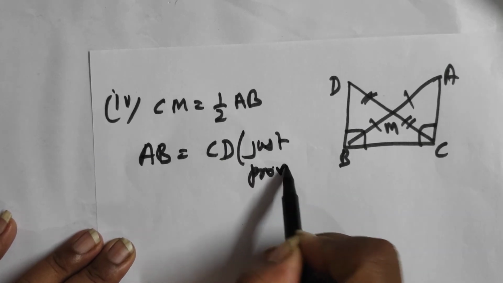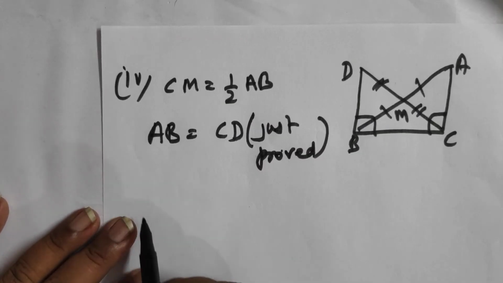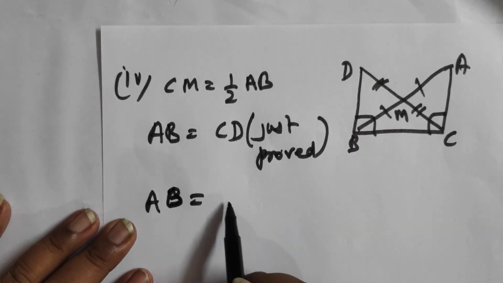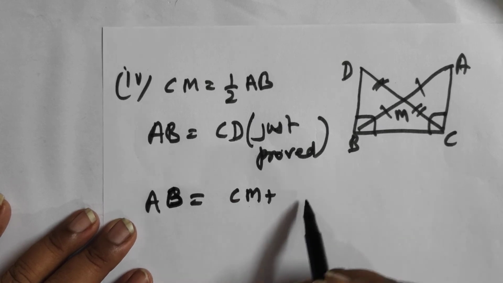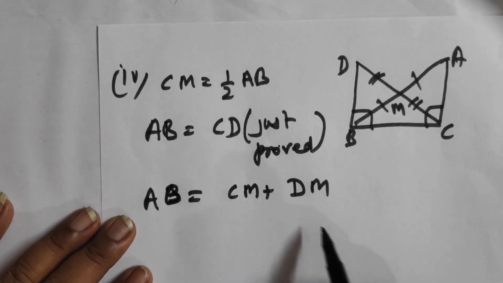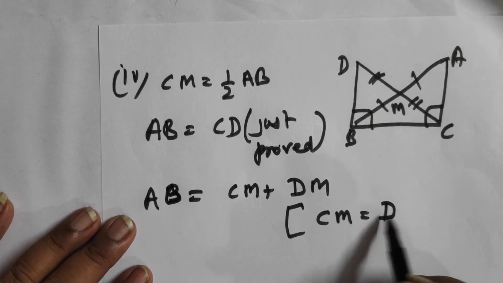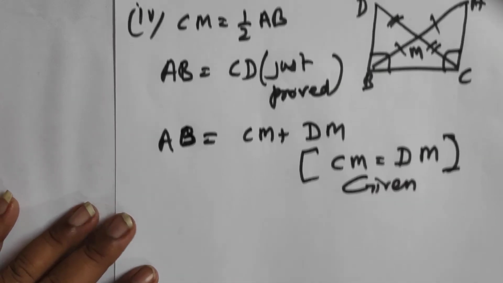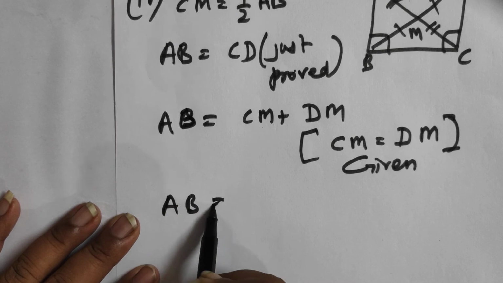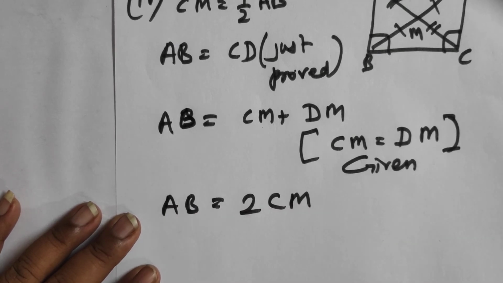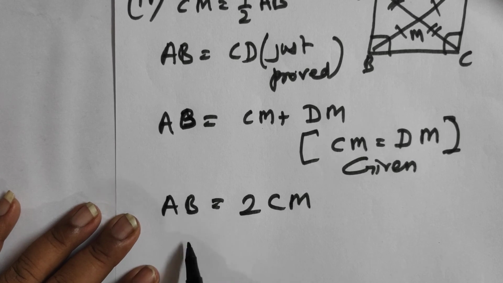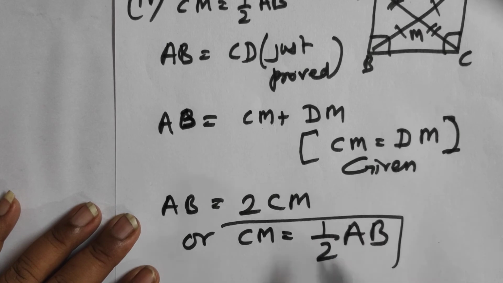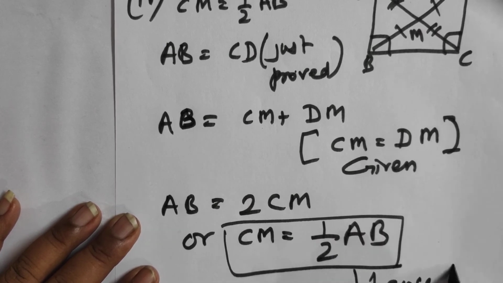Just proved. Yes. Now AB as it is, we need AB. And CD we can write CM plus DM. But CM is equal to DM. Given. It is given. Hence we can write AB is equal to twice of CM. Okay. Now or CM is equal to half of AB. Hence proved.